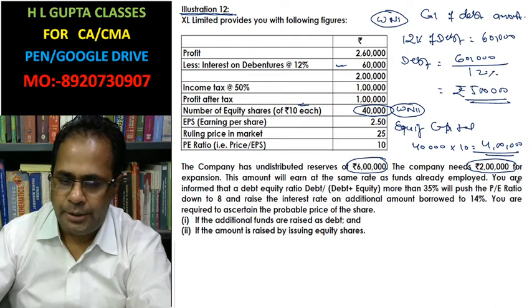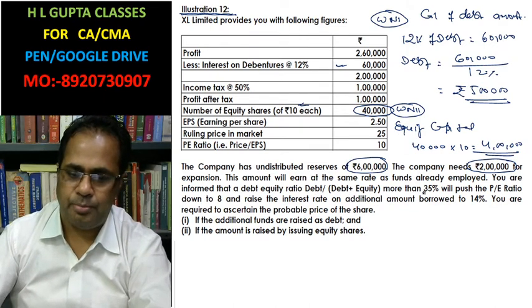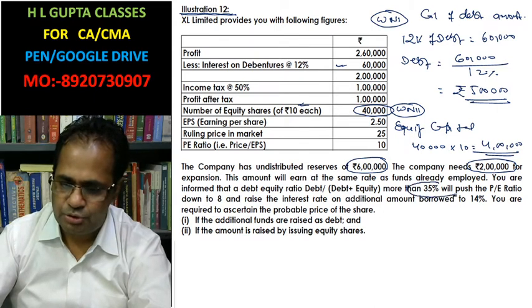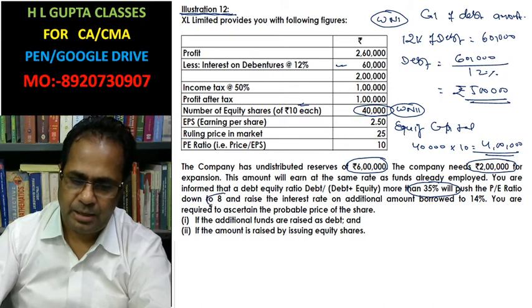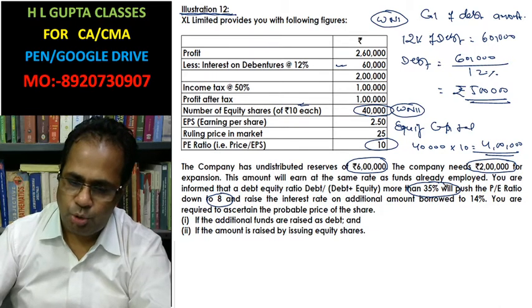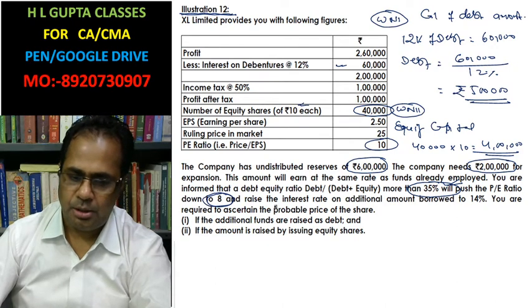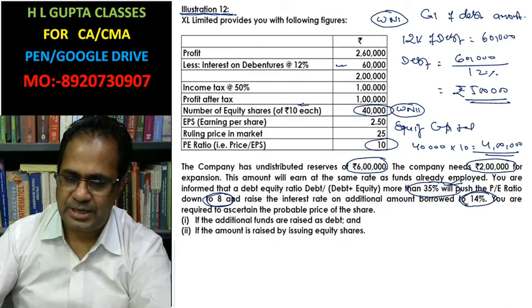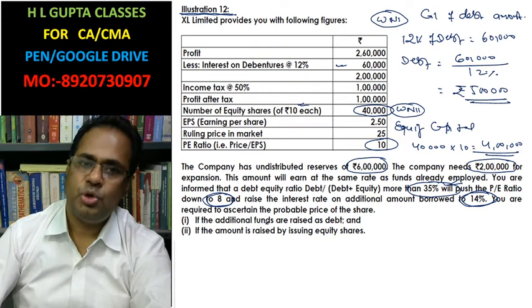Okay, you are informed that if the debt equity ratio, debt upon debt plus equity, is more than 35%, it will push the price earning ratio to 8. Right now the price earning ratio is 10. When the debt equity ratio is more than 35%, in that case the price earning ratio will be 8. And the interest on additional borrowed funds is raised to 14%. You are required to ascertain the probable price of the share.